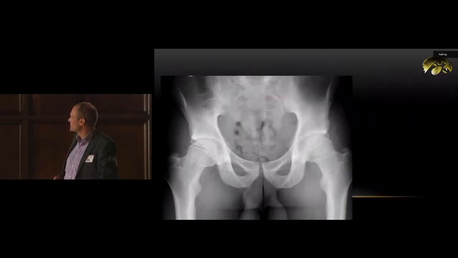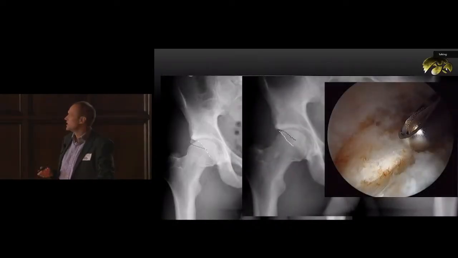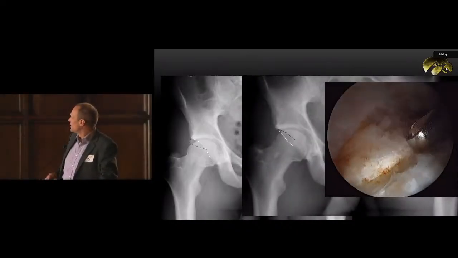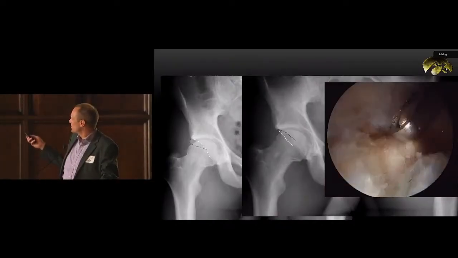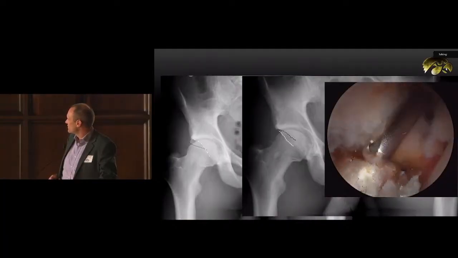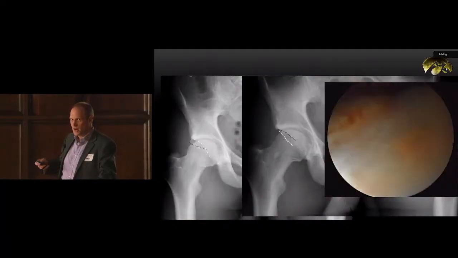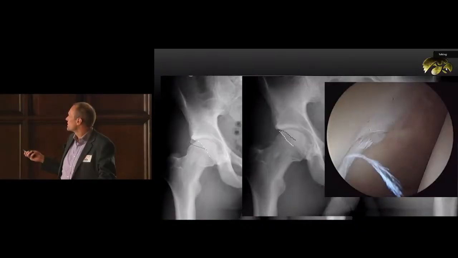So for this patient, we elected to treat him arthroscopically. So you can see the pre-post. Here is Robbie doing the hip arthroscopy, demonstrating mobility in that rim fracture. So that rim fracture was resected with preservation of the labrum.